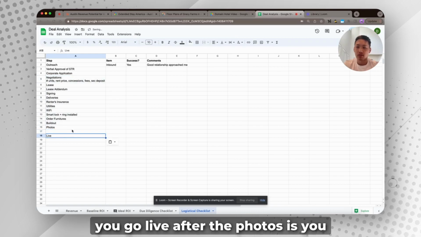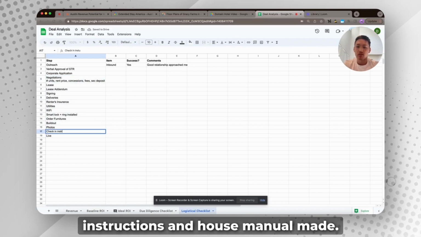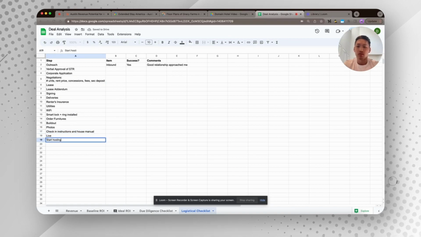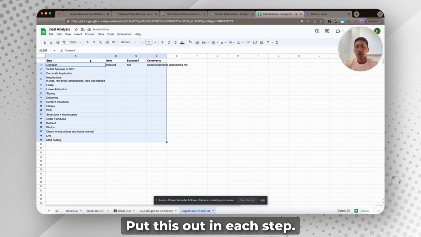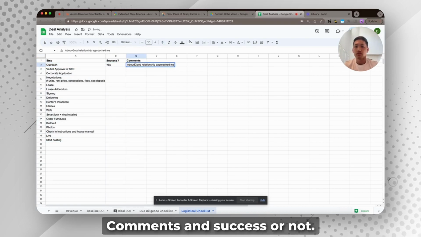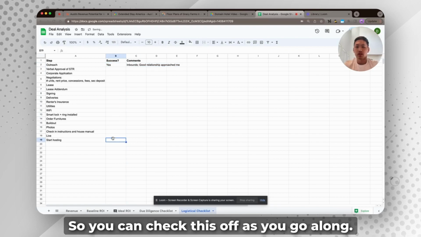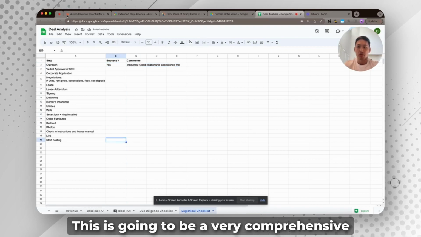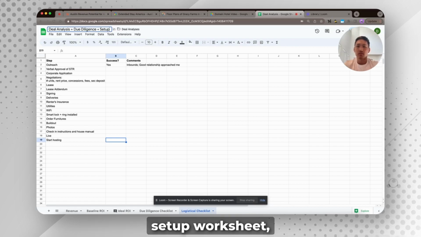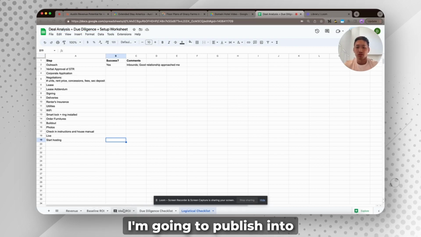After the photos, you need to get check-in instructions and a house manual made. Then you go live, and then you start hosting. That's pretty much the steps one by one. Put this out in each step, with comments, and success or not, so you can check this off as you go along. This is going to be a very comprehensive deal analysis plus due diligence plus setup worksheet that I'm going to publish into the course for you guys.